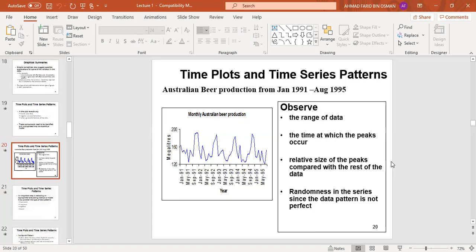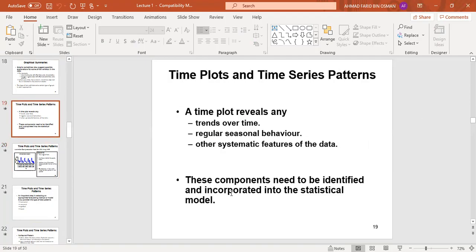So the time plot, you simply produce a plot against time. Let's say we have data, and then you just plot the values of the series against time. You have monthly data like this. Okay, this is what we call a time plot. This component needs to be identified and incorporated into the statistical model.